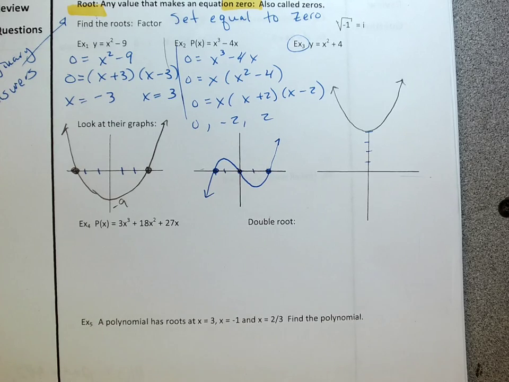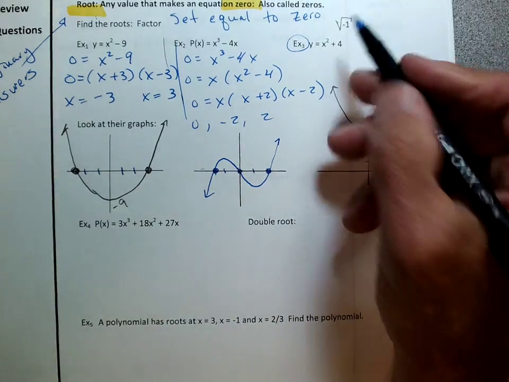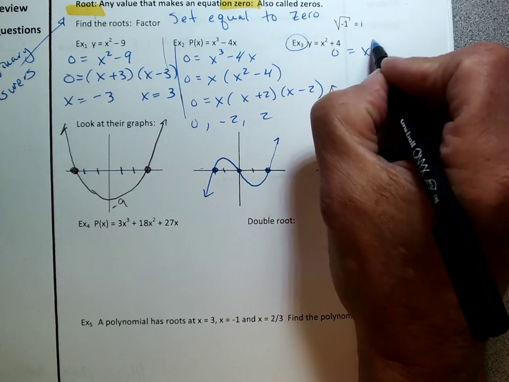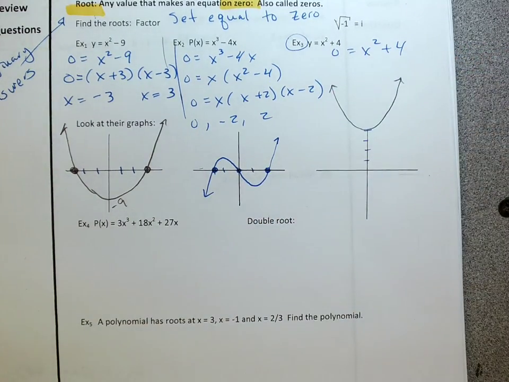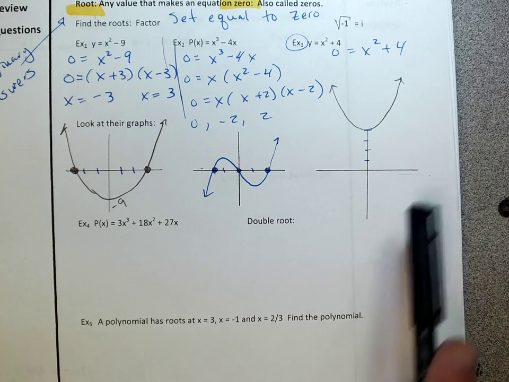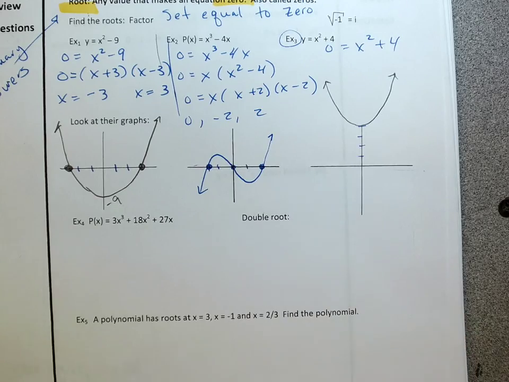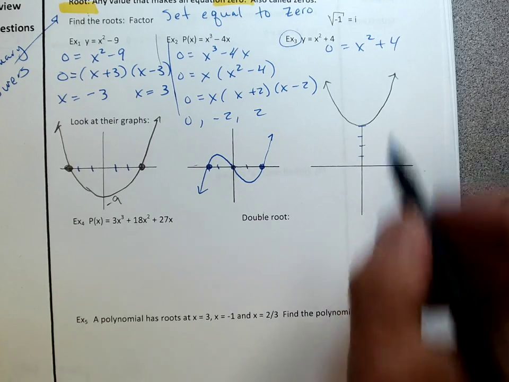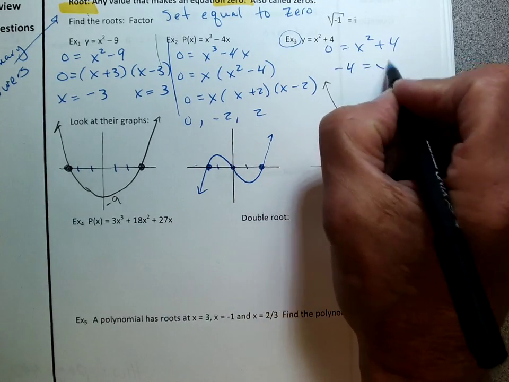Okay, now the way we're going to find the roots is just by solving it. So we know if you set it equal to 0, x squared plus 4, right? Because the graph won't give us any answers. The graph is not going to give us any answers because it does not cross the x-axis, right? But let's solve it like we've done before. Minus 4, right?